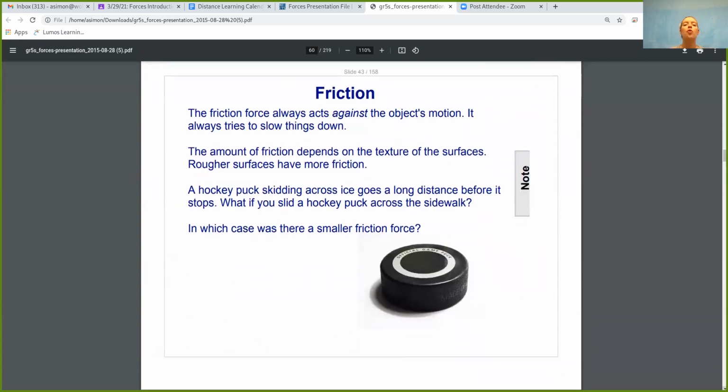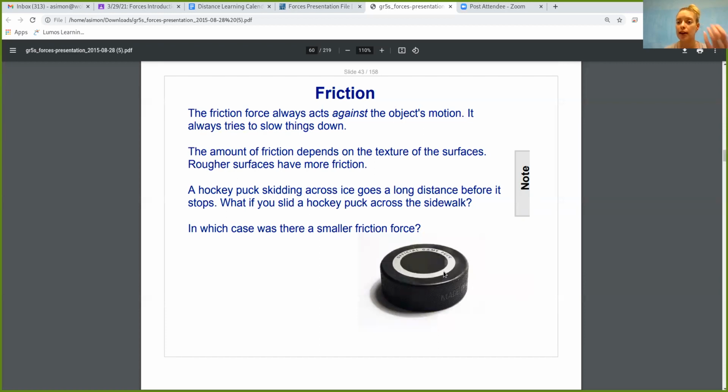Now, friction force always acts against the object's motion. It always tries to slow things down, okay? The amount of friction depends on the texture of the surfaces. Rougher surfaces have more friction. So if we look for an example, we see a hockey puck here, okay?